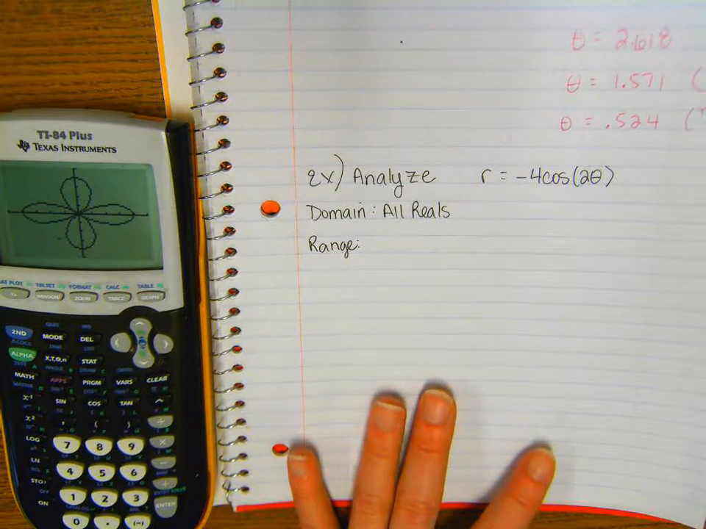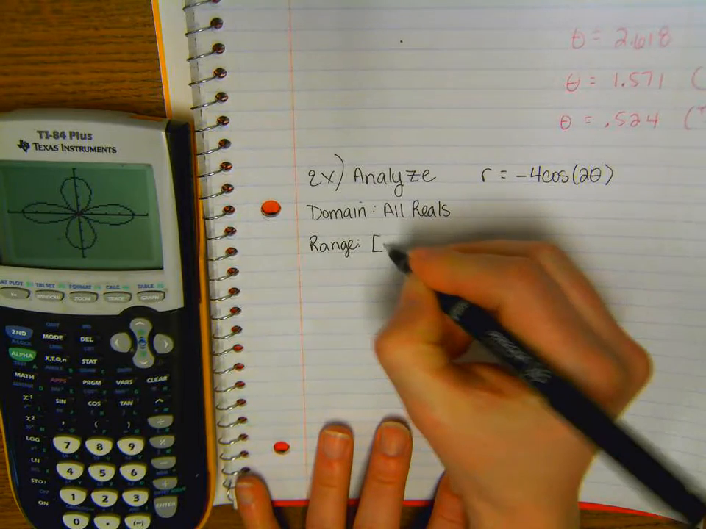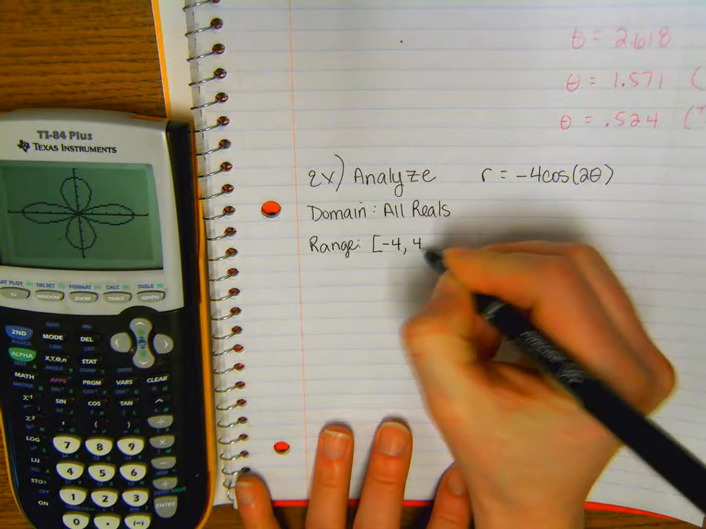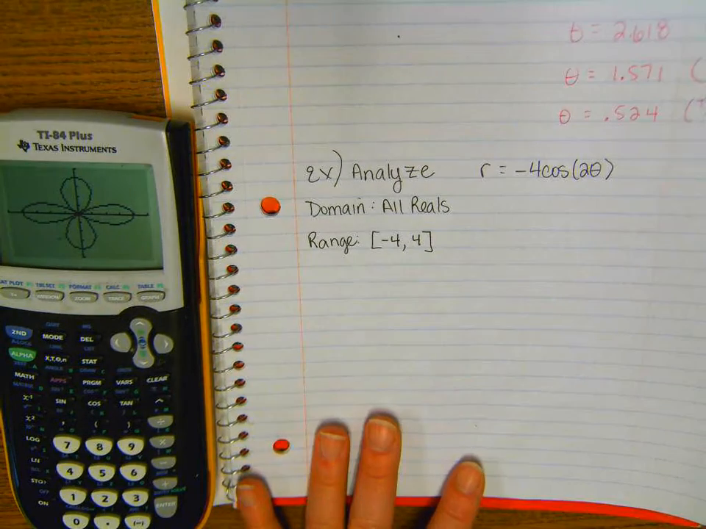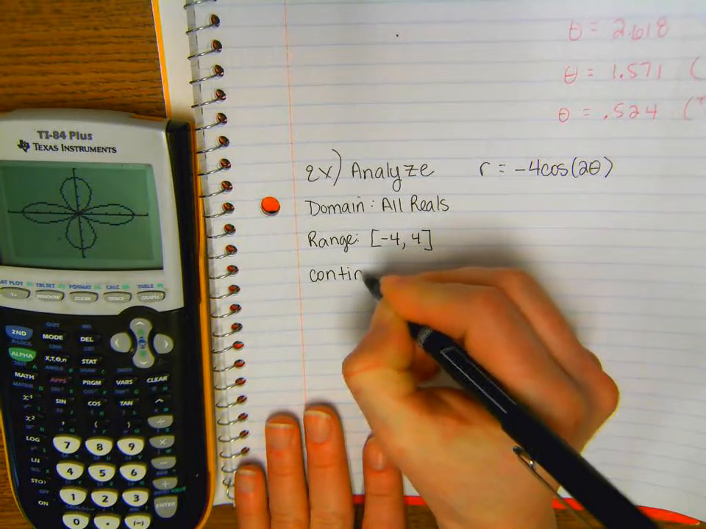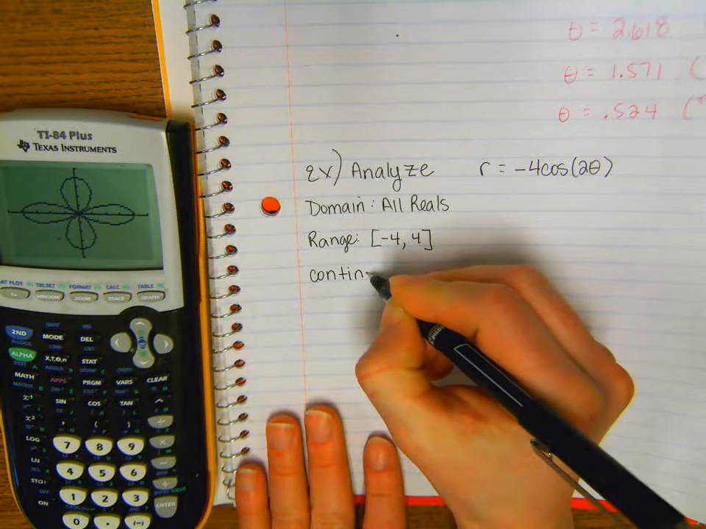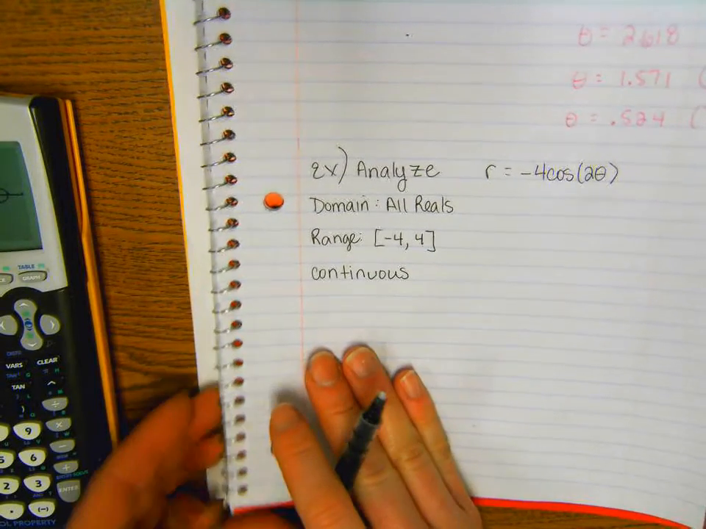What's the range going to be? Tell me what A is. A is -4, the absolute value of A is 4, so when we do our range, it's going to be -4 to 4. Okay, so the next thing that we should state is that this is a continuous function. Again, I'm following the things that I want you to analyze on here, okay?